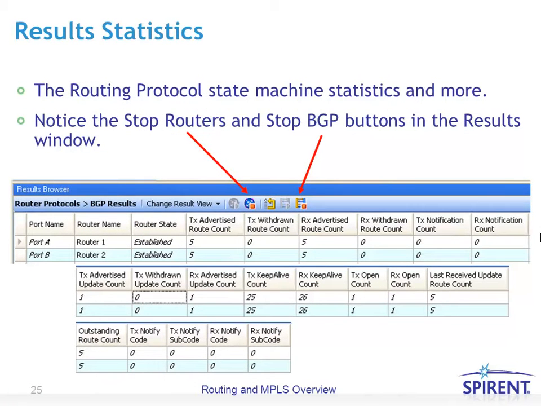This slide gives you a picture of the real-time results browser and the statistics available. So this actually is BGP results. So you see the routing protocol state machine statistics for BGP. In other words, all the different types of BGP messages, whether it's advertised routes, withdraw routes, open messages, keep alive messages. Notice also from the results browser you can interactively start and stop the BGP events, or depending on the protocol that you're looking at, that protocol's events directly from the results window.